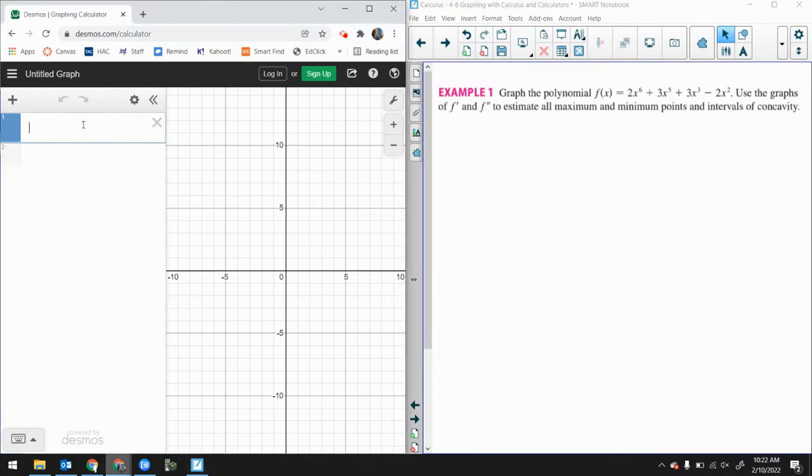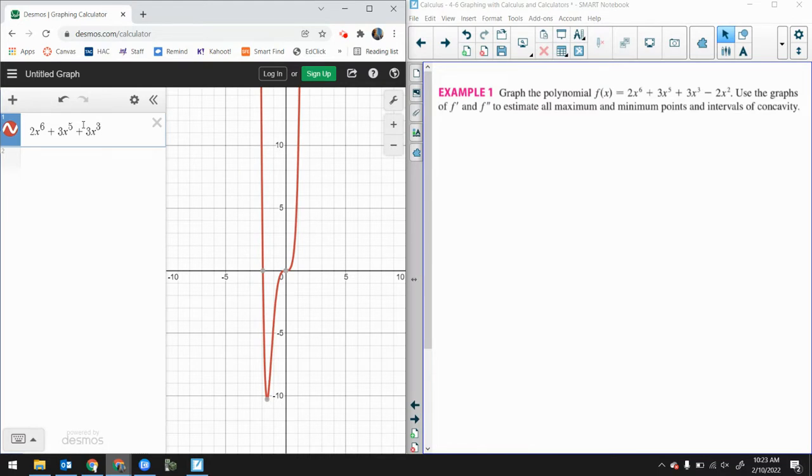I am going to graph. The nice thing about Desmos is you don't even have to do an f of x equals or a y equals. So 2x to the sixth. To get up into the exponent, remember you can do shift 6, and then to drop down, you just arrow down. Plus 3x to the fifth. Plus 3x cubed.